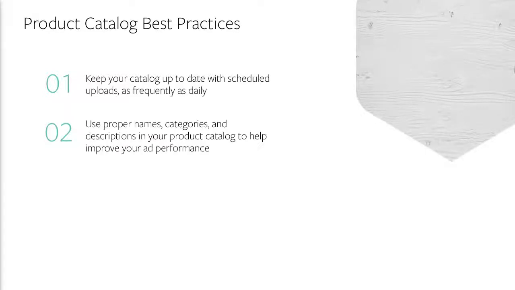The second best practice is to make sure that you're using high-quality information in your product catalogs. Make sure that you're setting proper names, categories, and descriptions for your products. Adding high-quality information to your product catalogs is a very important step in improving your overall ad performance. If you miscategorize your products, or if you add a nonsensical description, Facebook will have a harder time predicting performance and delivering better results in your ads.